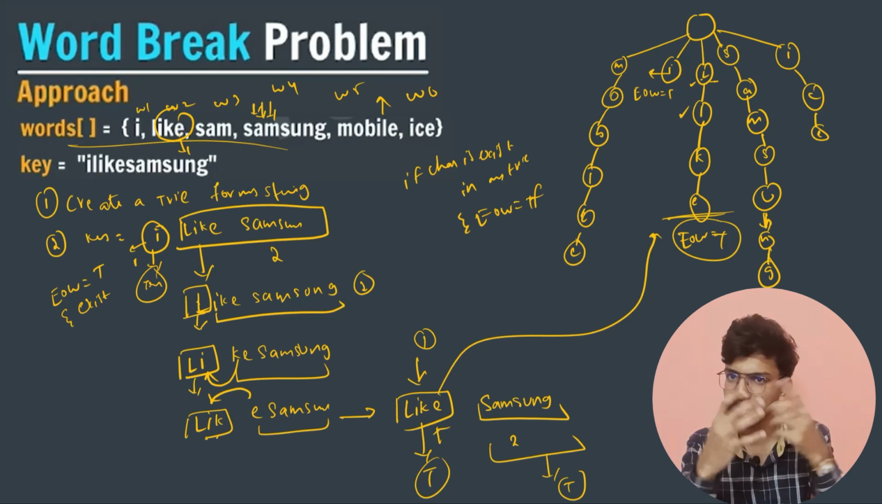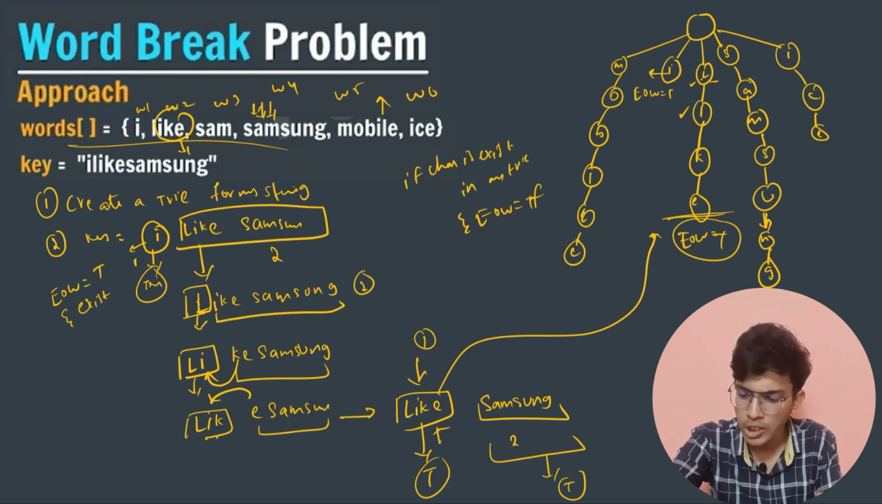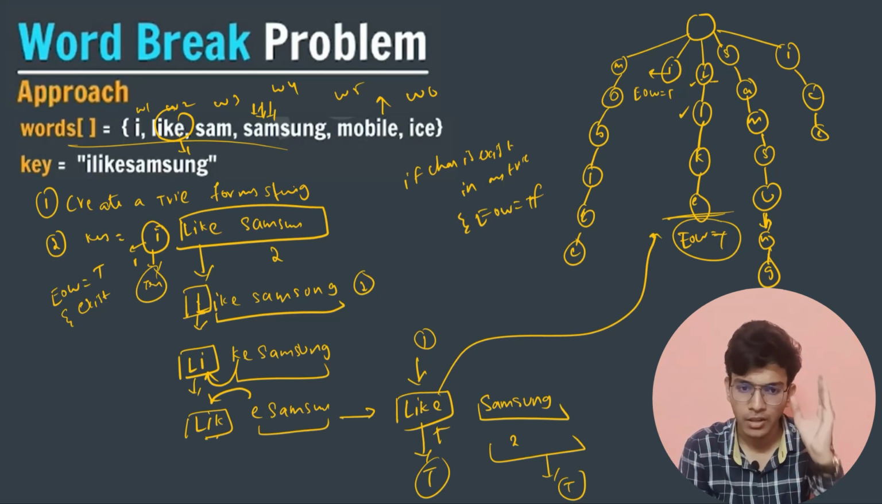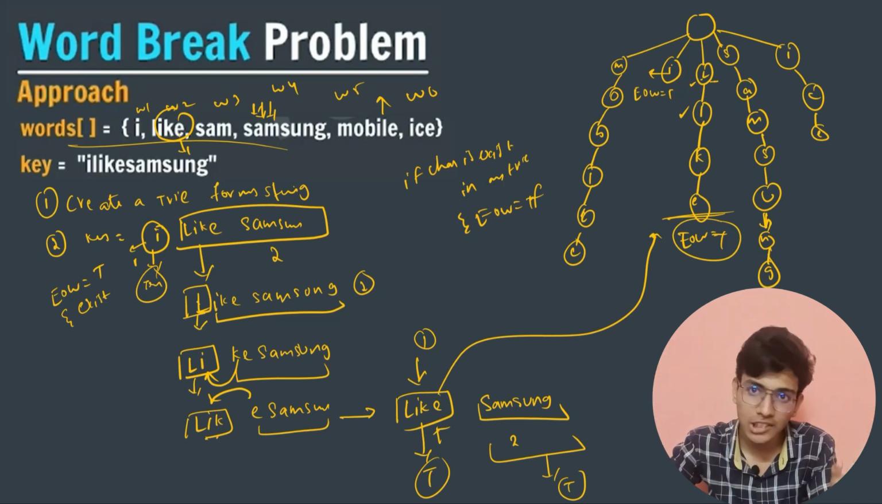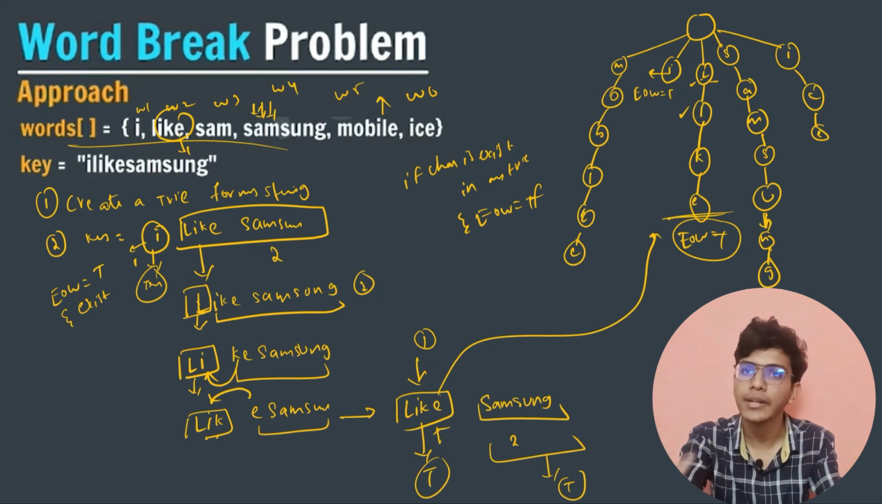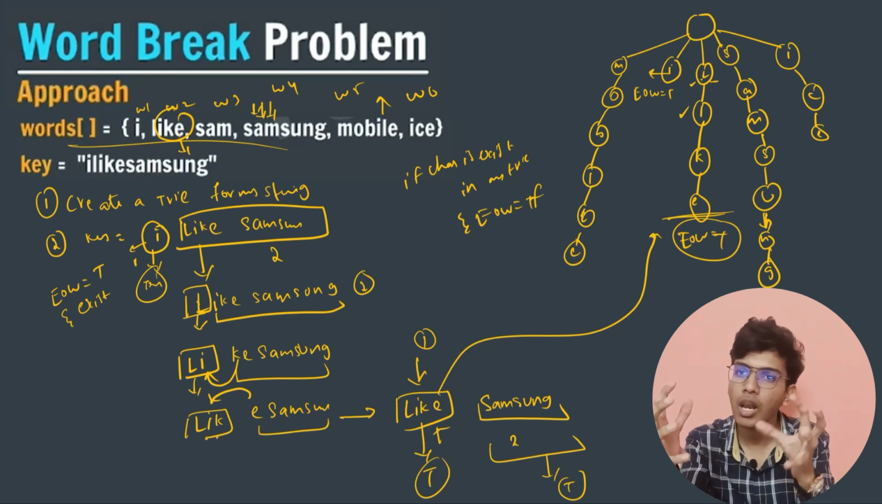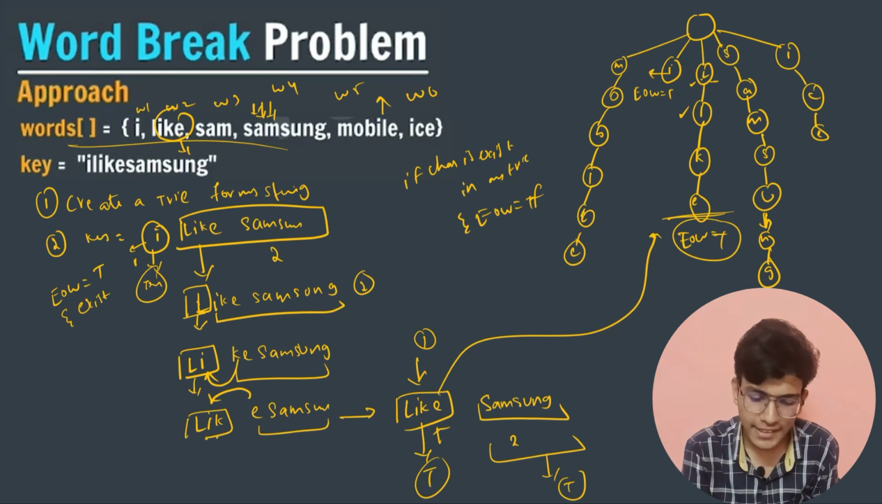So the first step is to create a trie for the given word array. The second step is to break down your key into two different parts. For the first part, check whether it is existing in your trie or not. If it is existing and end of word is true, then recursively call for the rest, the second part, right? Like this I will do. Now let us code this.